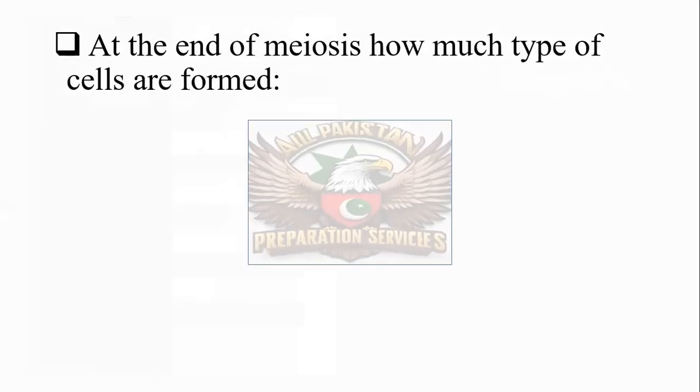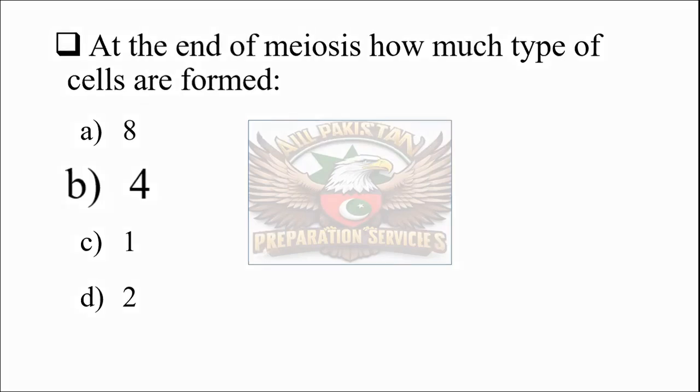Our next question is, at the end of meiosis, how many types of cells are formed? 8, 4, 1, or 2? In this process, four types of cells are formed.